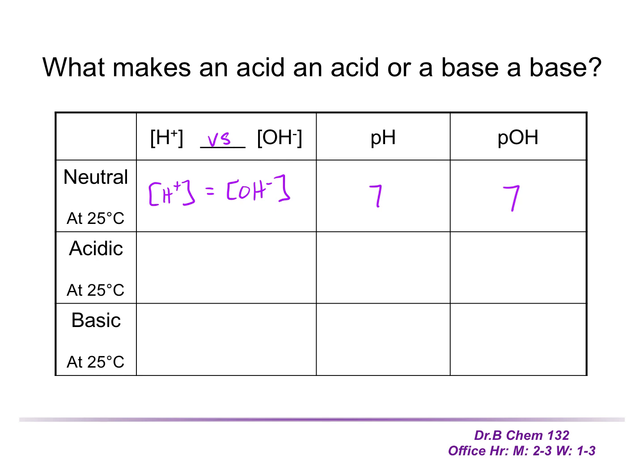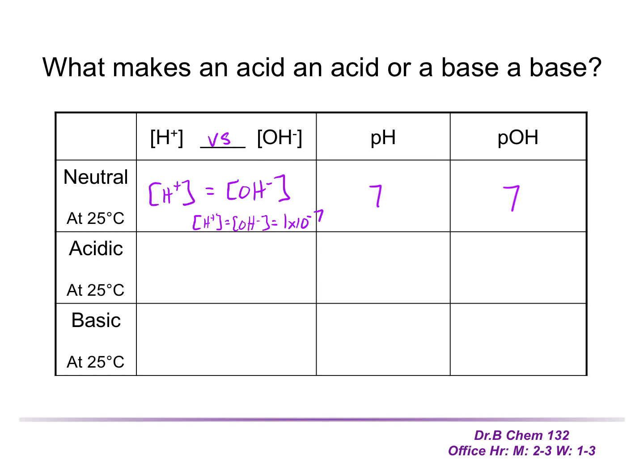This happens when you get Kw and we solved for x. So our concentrations of both H plus and OH minus are equal to 1 times 10 to the minus 7. We want to refer back to the previous slide. When I take negative the log of 1 times 10 to the minus 7, I get 7. So I have 7 as the pH and 7 as the pOH.